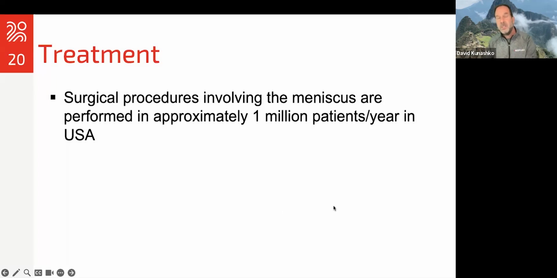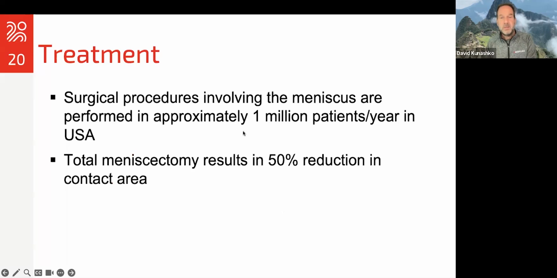Treatment-wise, you can imagine surgery is pretty common. I don't know the exact stats, but it's over 1 million patients a year in the US. Divide that by 10 for Canada, and you've got 100,000 people undergoing meniscectomies or partial meniscectomies or some kind of surgical procedure to help meniscal tears.